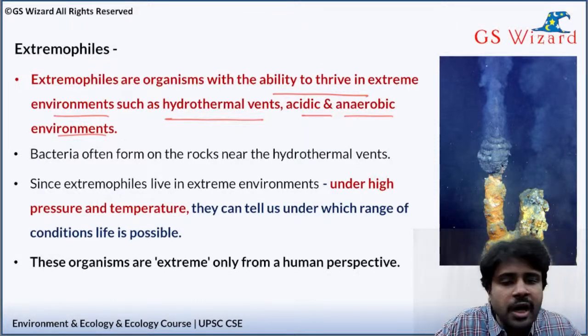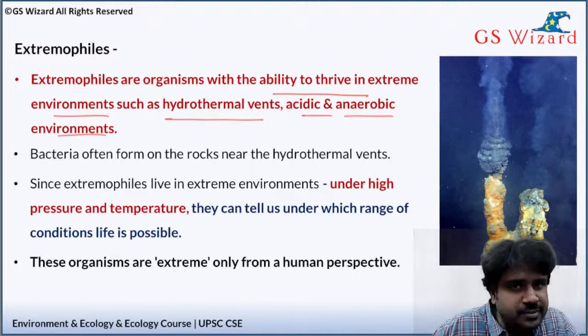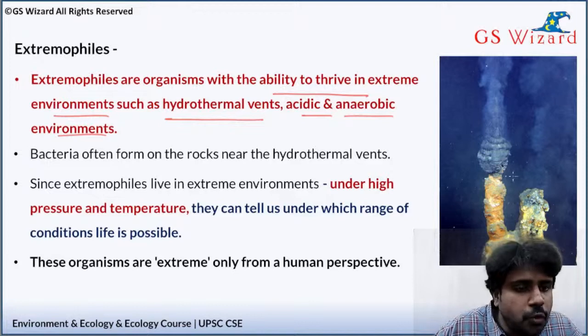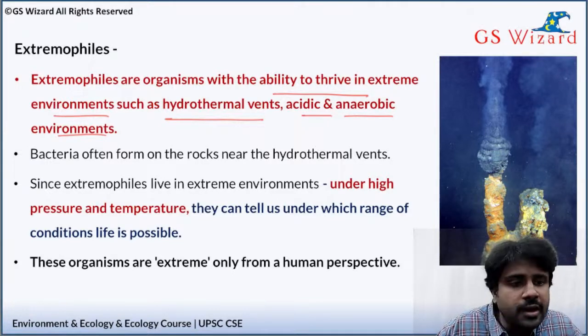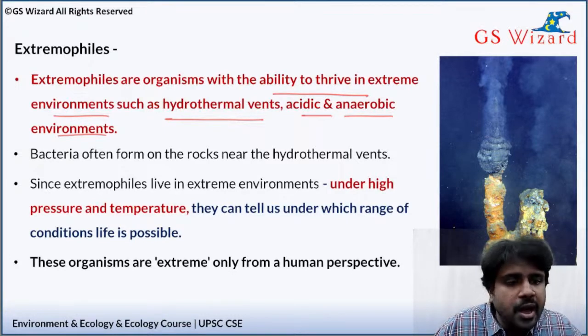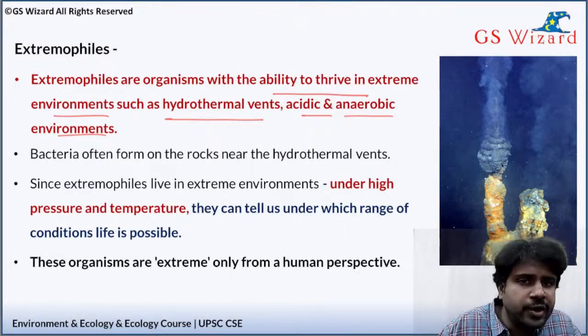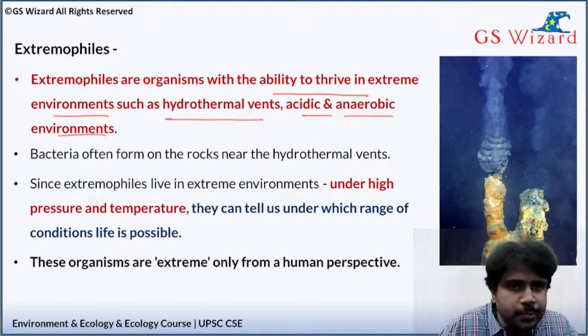So, this is a hydrothermal vent. Hydrothermal vents are found in the deep sea, on the sea floor. From these hydrothermal vents, hot magma keeps coming to the surface. So, the water here becomes very hot and gets evaporated, converted into water vapor. And also from these hydrothermal vents, very toxic gases like sulfur dioxide, hydrogen sulfide, carbon dioxide, carbon monoxide keep on coming.